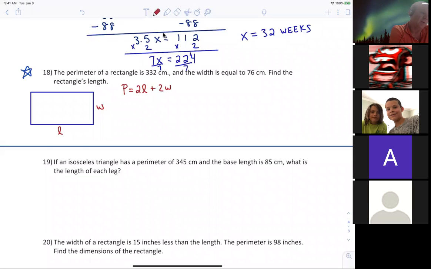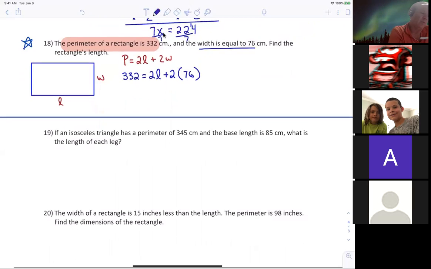Now it says here, the perimeter of the rectangle is 332. So I'm going to put 332 for the perimeter. And it says the width is equal to 76. Since I don't know what the length is, I just leave the L plus 2 times 76. All right, now we solve this.